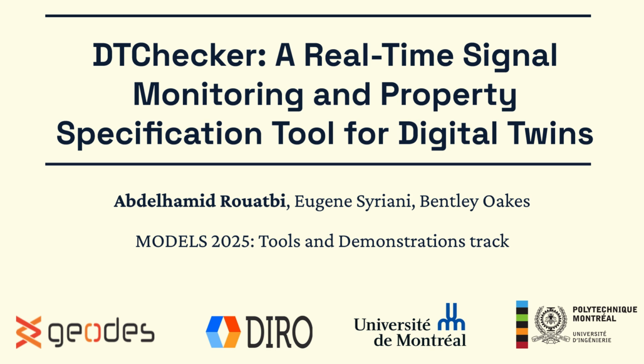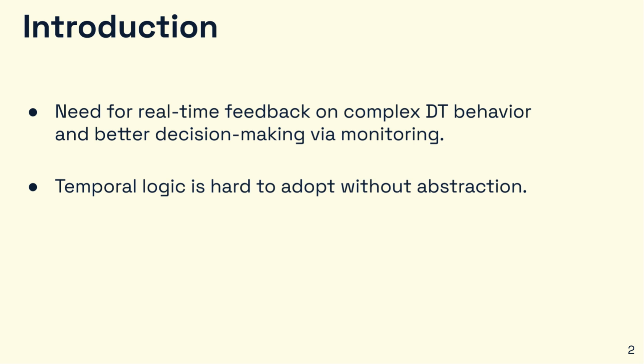Hello everyone, this is our demonstration video for DTChecker, a tool for real-time signal monitoring and property specification in digital twin systems. In the context of digital twin engineering, verifying that a twin behaves correctly over time remains a challenge, especially when it comes to specifying and checking complex temporal properties.